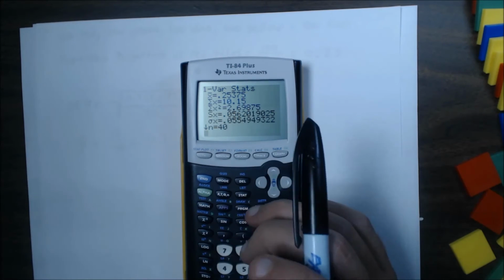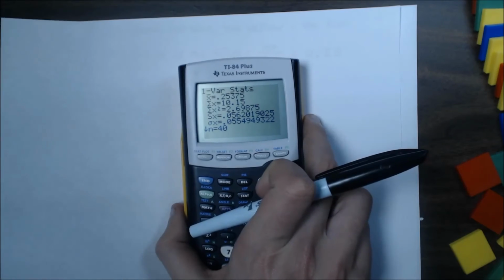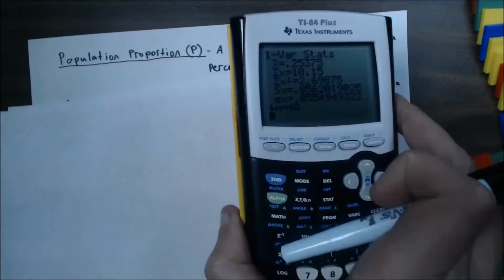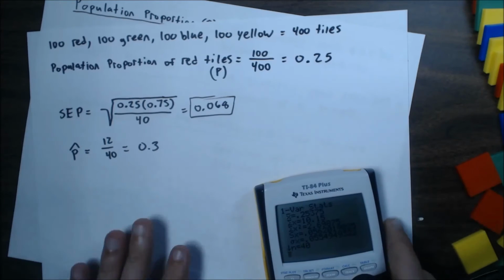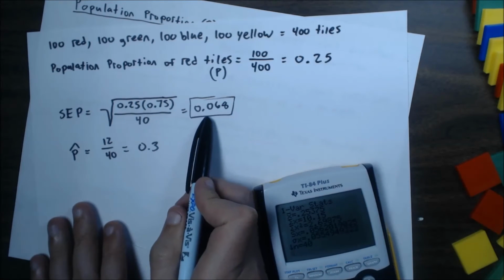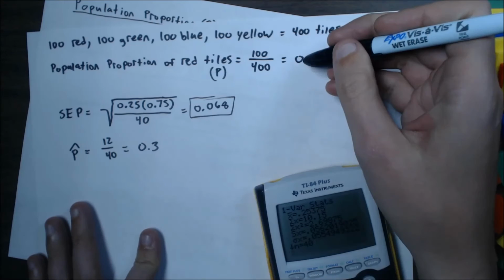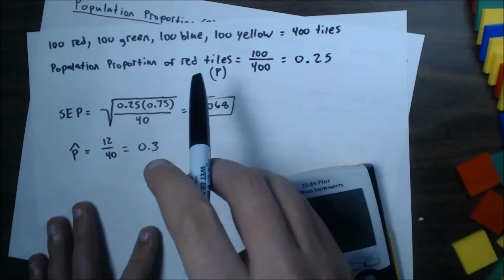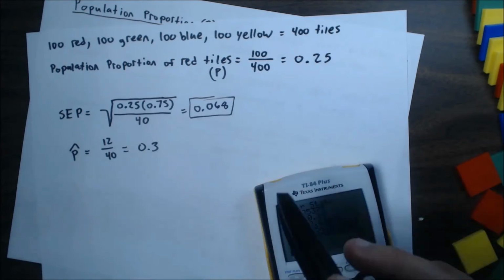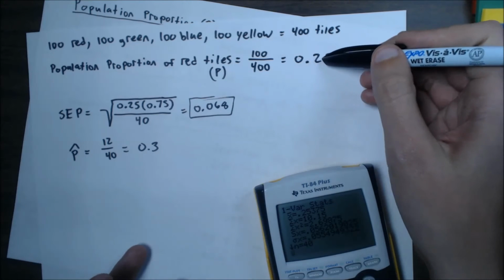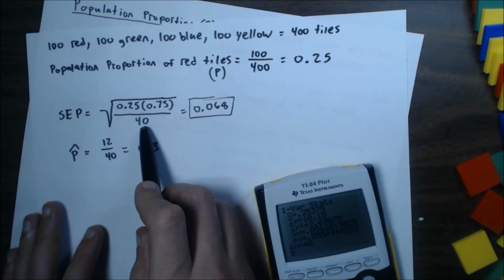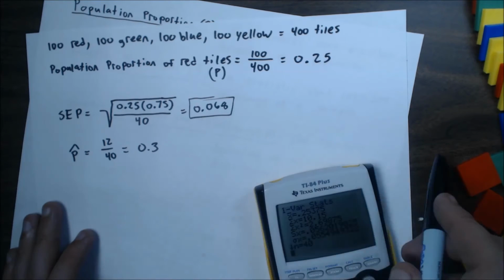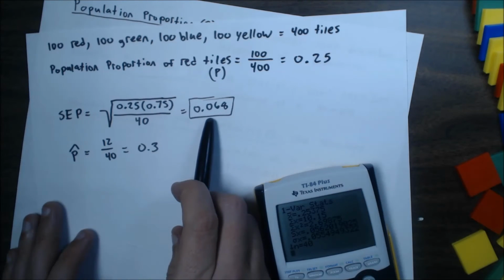And the standard deviation, regardless which one you use, we really should be using the sample, so S, is 0.0562. Now that's a little bit off from what we expected it to be, but it's not very far off. It's pretty close. We said in our formula that the actual SEP for this data set is 0.068. That's using the actual population proportion, not the P hat, but the actual 25% of the tiles are red. With a sample size of 40, we should expect that distribution of samples to have a standard deviation of 0.068.